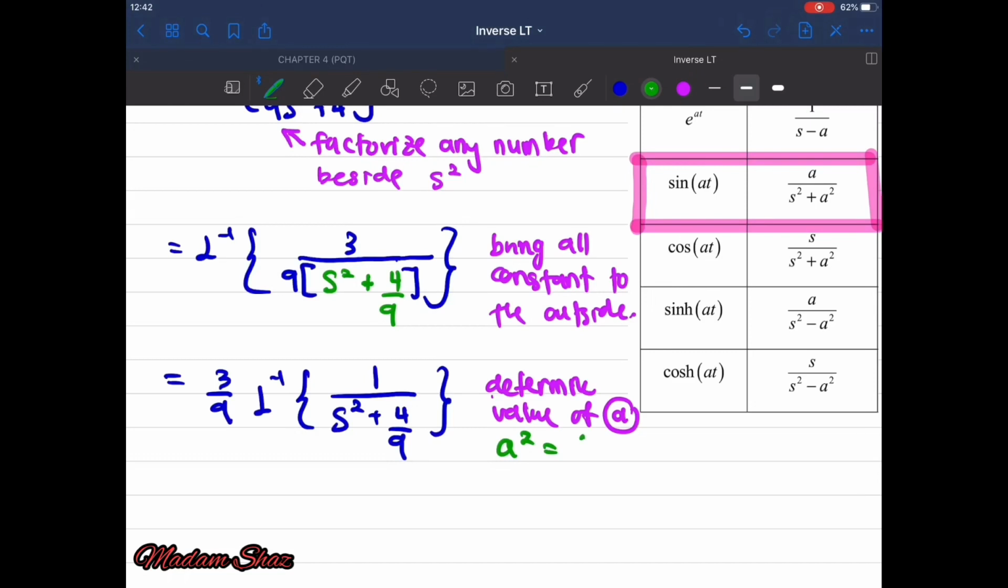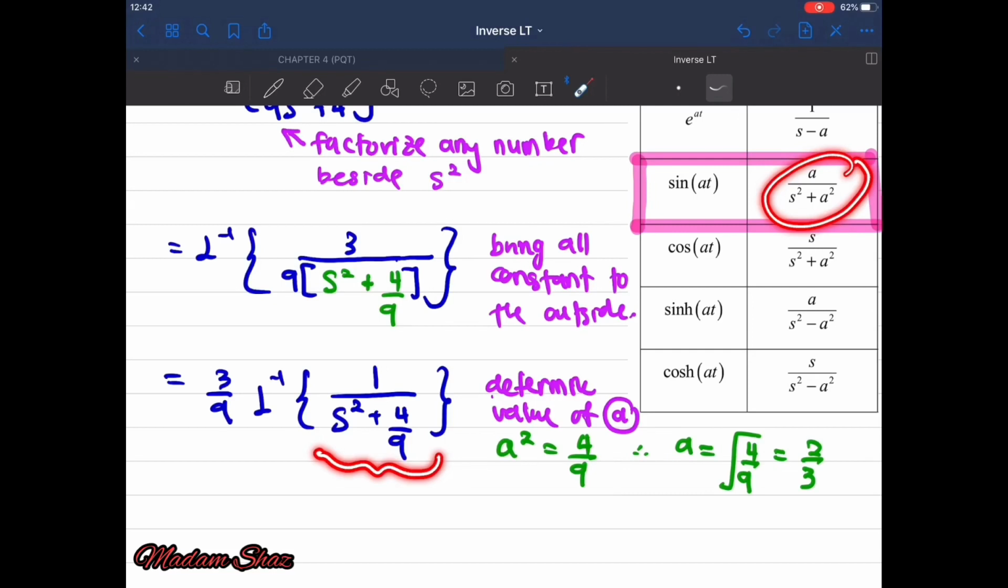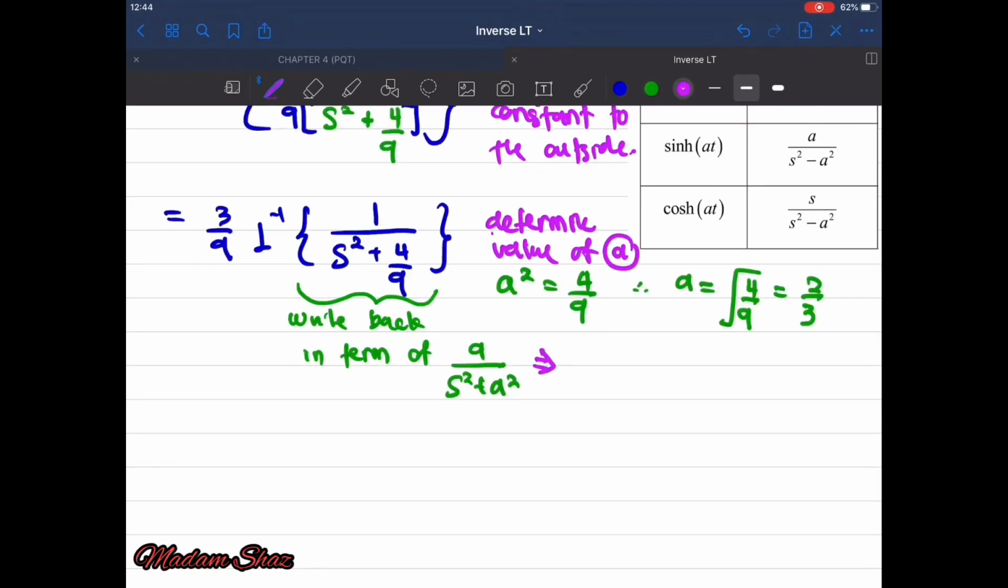a square is equal to 4 over 9. So therefore a is equal to the square root of 4 over 9, which will become 2 over 3. So with the same concept, we only consider the positive value of a. Now we have to write back the Laplace inverse of 1 over s square plus 4 over 9 in terms of a over s square plus a square. Therefore, you will obtain the result of the sine of a t.